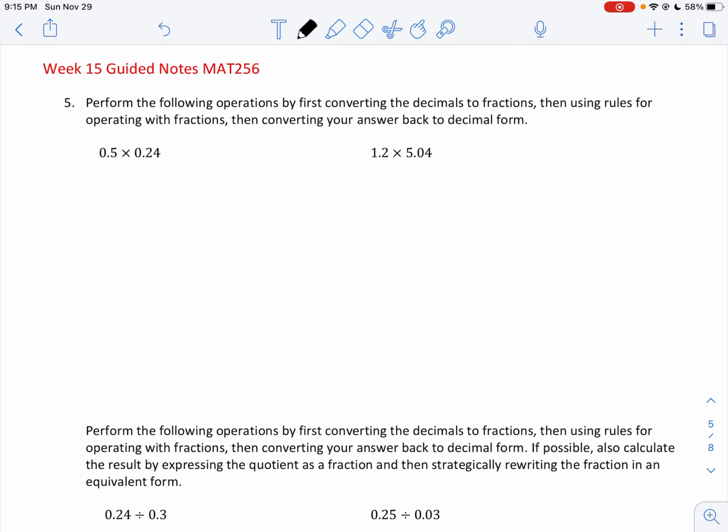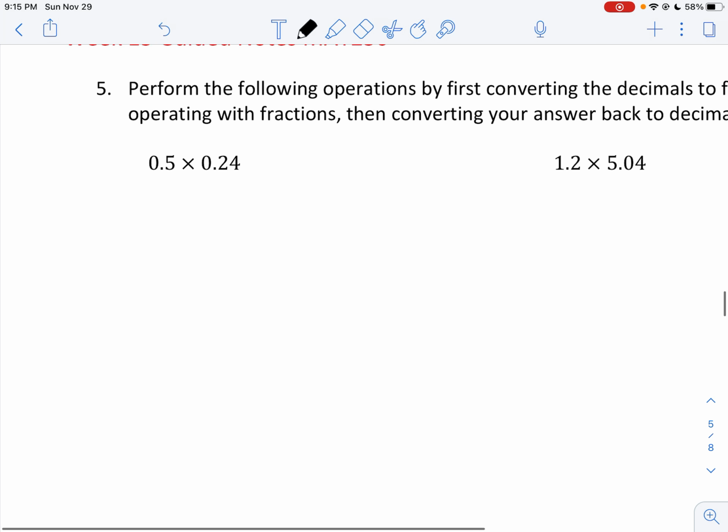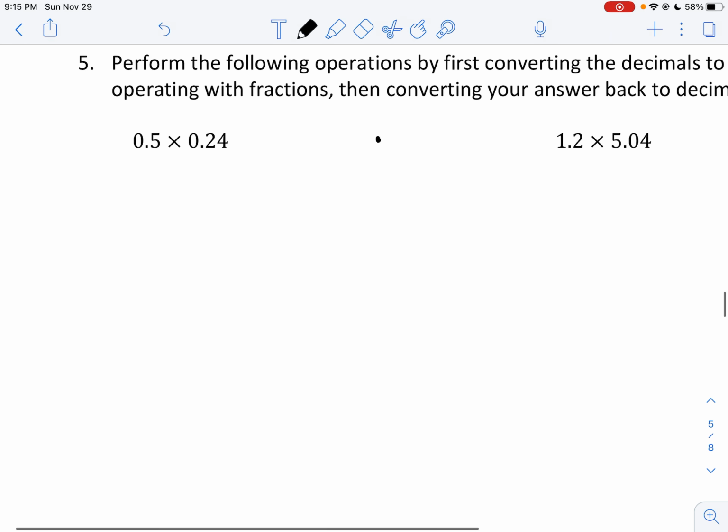Okay, let's continue operating with decimals. I'm going to work with now multiplying 2 different decimals together: 0.5 times 0.24. I'm going to first convert both of these to fractions and then just operate with the fractions, and I'll convert my answer back to decimal form.